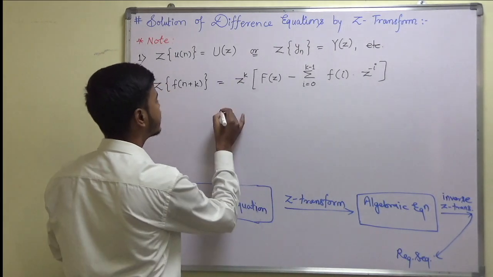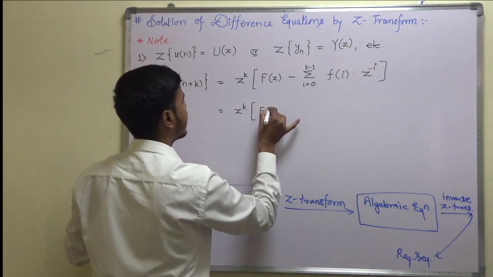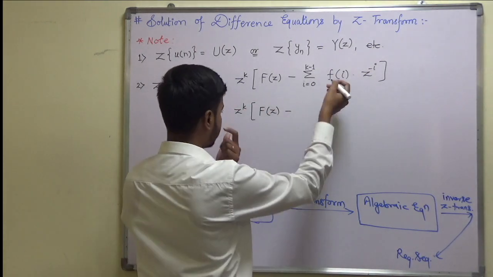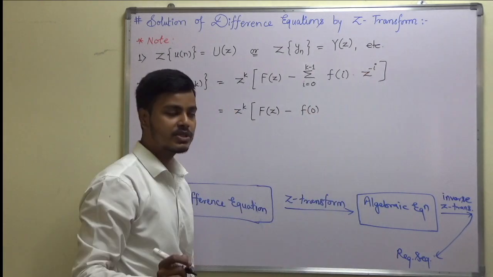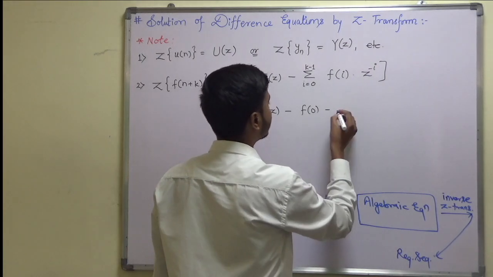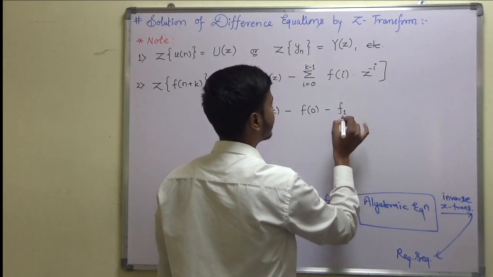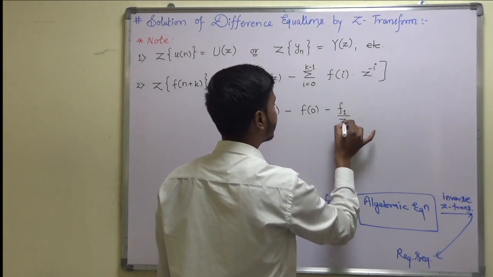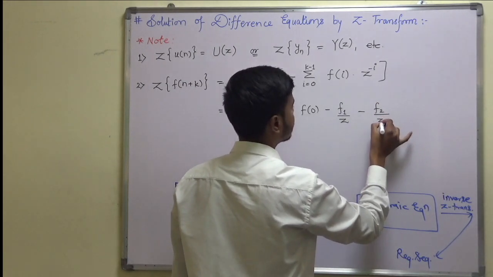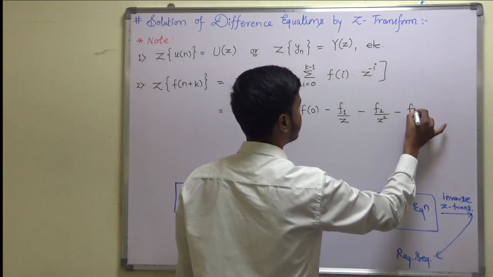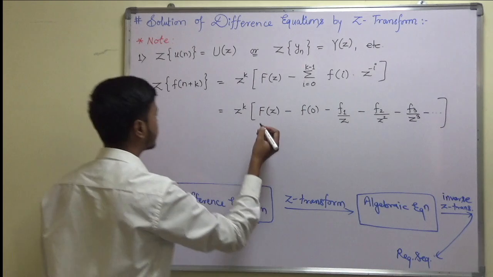So it is like when you take the expansion, so it is like z power k f of z minus, put i is equal to 0, so this would be f of 0, z to the power 0 is 1, then it should be minus, put i is equal to 1, so this would be f of 1 or f1, z power minus 1, so I can write f1 by z, likewise f2 by z square minus f3 by z cube, and so on.